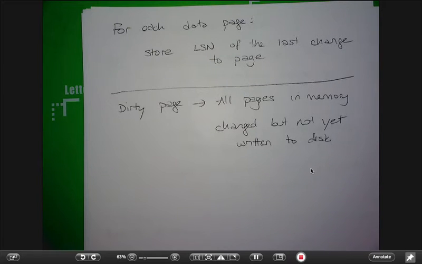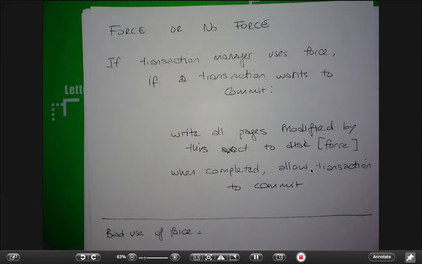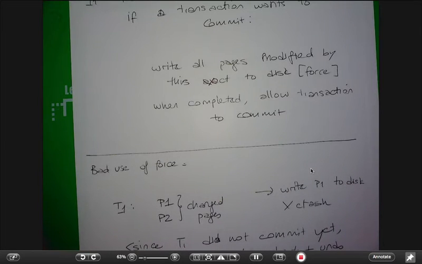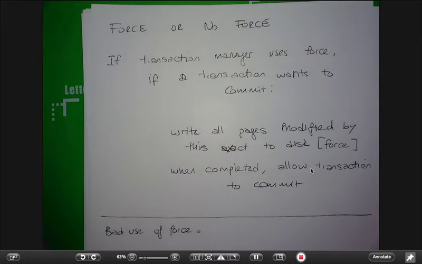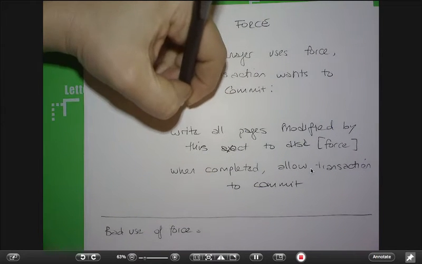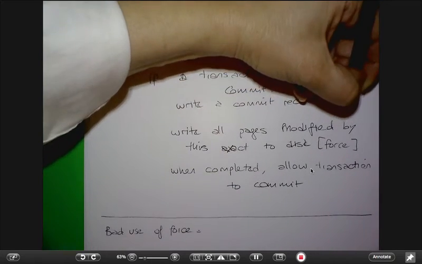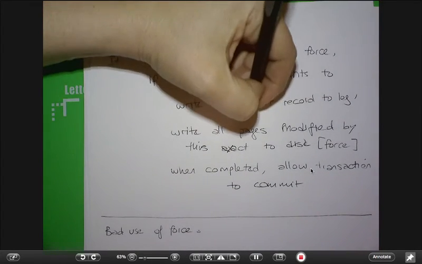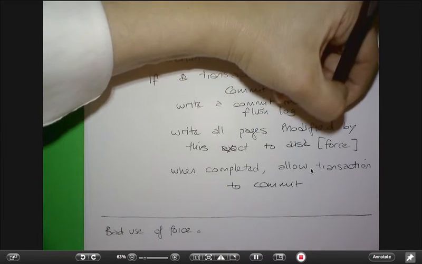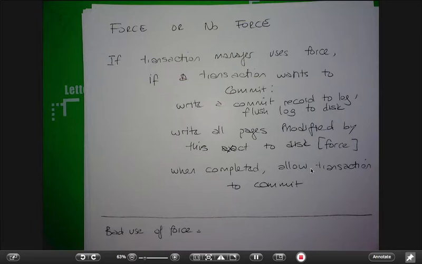Okay, so now let's do the force correctly, right? So we don't want this to happen. We don't want the case where you write pages back to disk, but you cannot figure out what happened to them. So what I'm going to do is this. Okay, I'm going to change this, and I'm going to say first write a commit record to the log, and then flush the log. So first write that I'm committing this transaction. This transaction wants to commit. And then write all pages. So write the log. Now I know for a fact what this transaction has done.